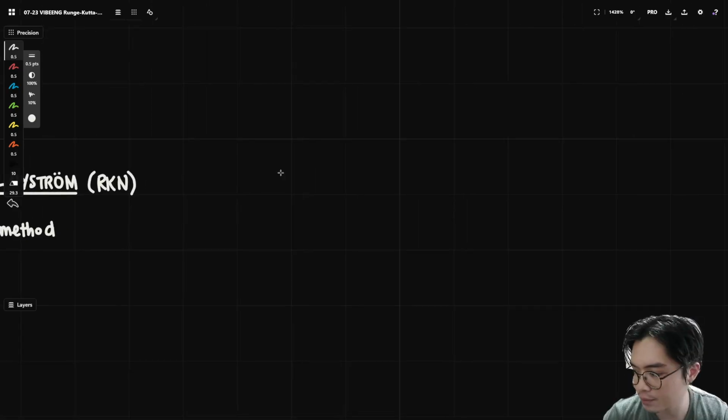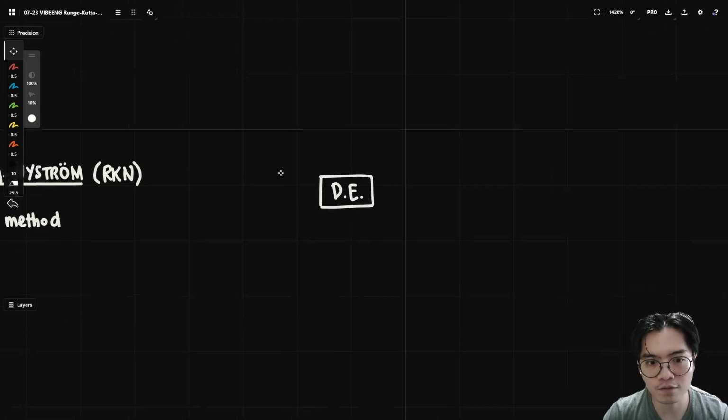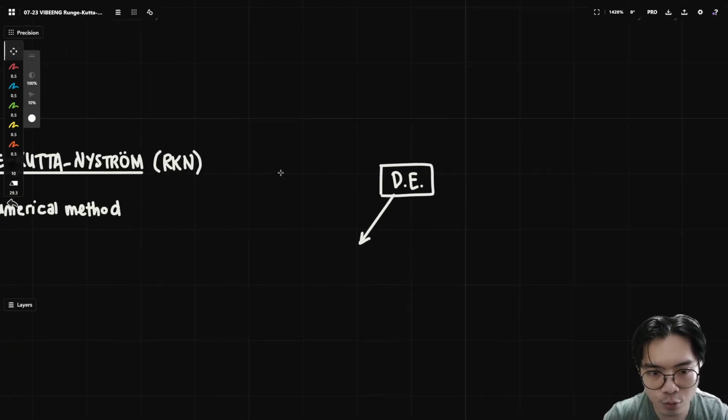Let's say for example, we have a differential equation. There are generally two schools of thought when you're trying to solve a differential equation. The first one, of course, will be to try to solve it analytically, kung alam mo naman kung paano gawin. At kung alam mo naman kung paano gawin, you can do it analytically.